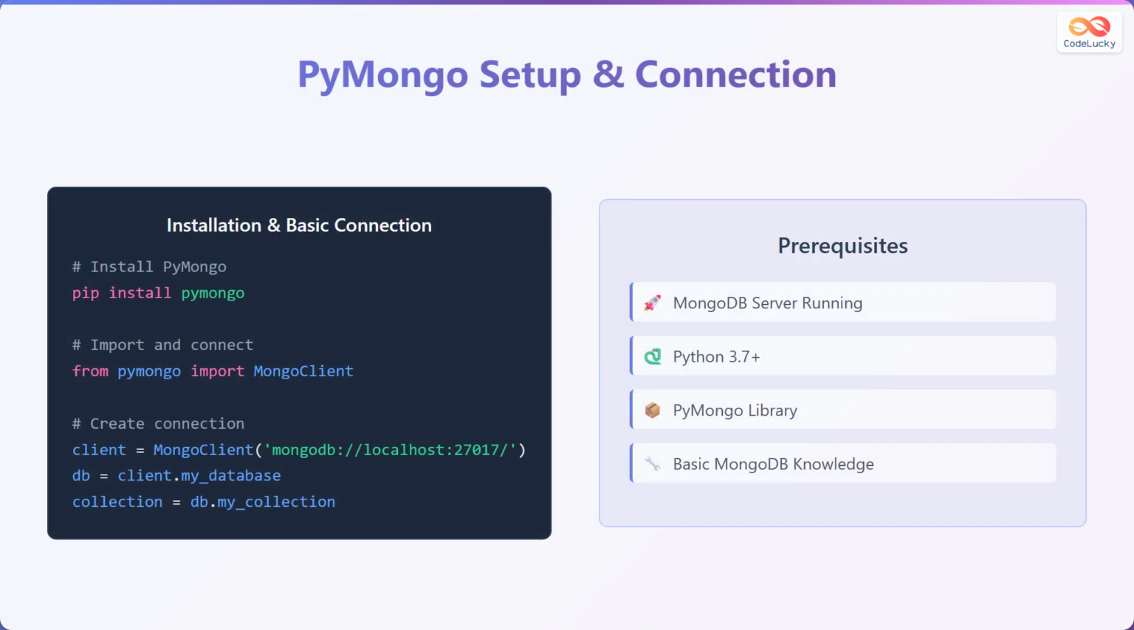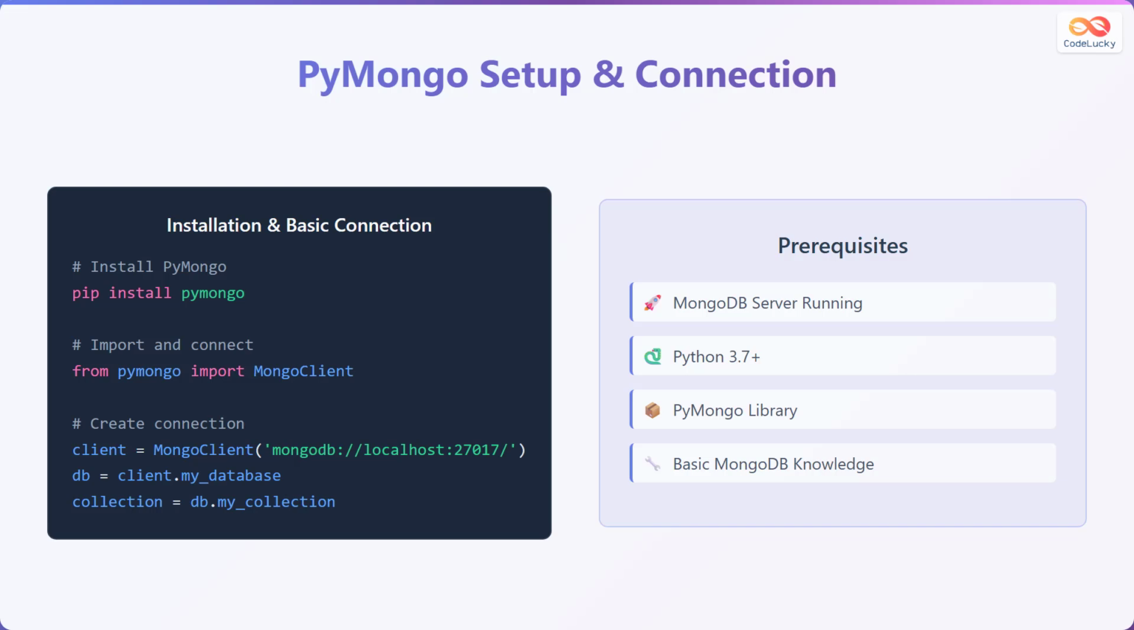To begin, let's set up PyMongo and establish a connection to your MongoDB server. First, you'll need to install the PyMongo library using the command pip install pymongo. Once installed, import the MongoClient from the PyMongo library. Create a connection to your MongoDB instance using MongoClient, specifying the MongoDB server address, which is usually mongodb://localhost:27017/. Next, access your database and collection.